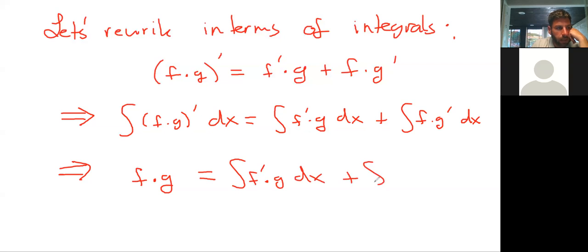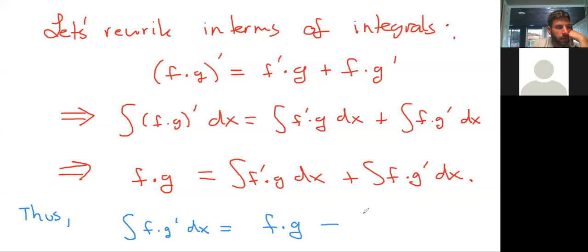And on the right-hand side, we have two integrals. And so we can solve one for the other. Another way of writing this would be as follows. If I rearrange this equation, I can say the integral of f times g prime dx is equal to f times g minus the integral of f prime times g dx.